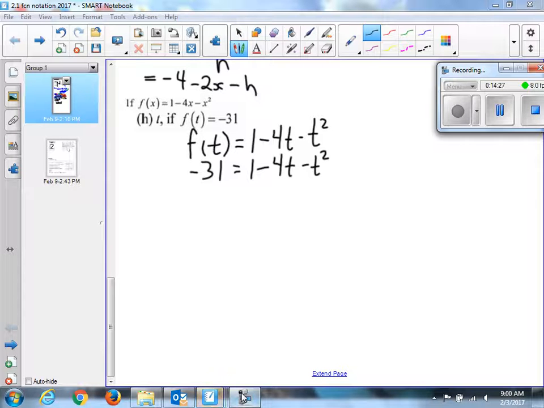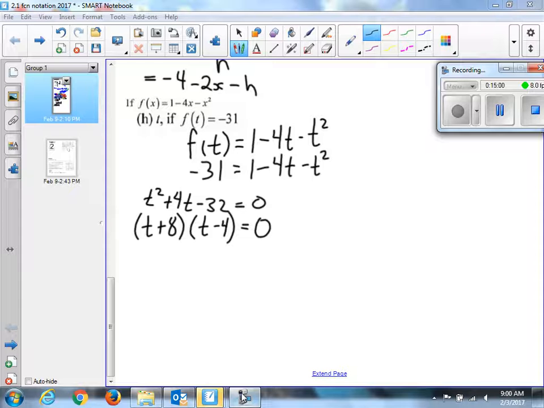I'm going to move everything to the right side because then I'll have positive t squared. t squared plus 4t minus 32. Subtract the 1. Then, this is good because the first term is t squared, not 3t squared or something like that. I know it's positive 8, negative 4. Plus 8, t minus 4 are my factors.